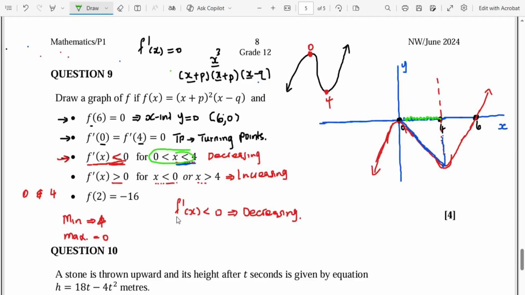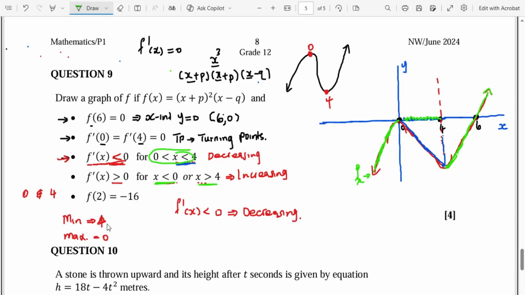And then for x less than 0, it's increasing. If this is you and you are moving from left to right, the moment you go through this part, you are going up the slope, so you are increasing. And then x greater than 4 is also increasing. From 4 going up, you are increasing. I hope you guys get this one, but if you don't, it's okay.